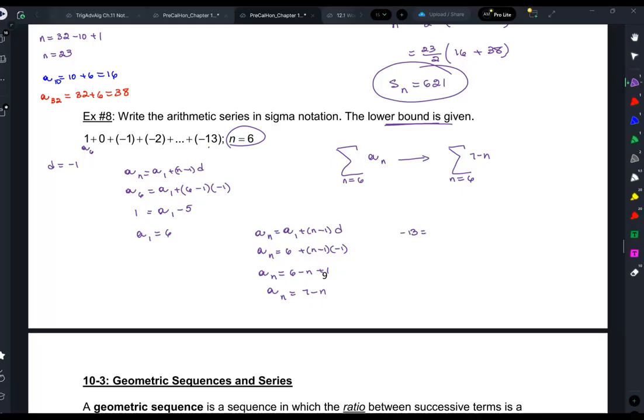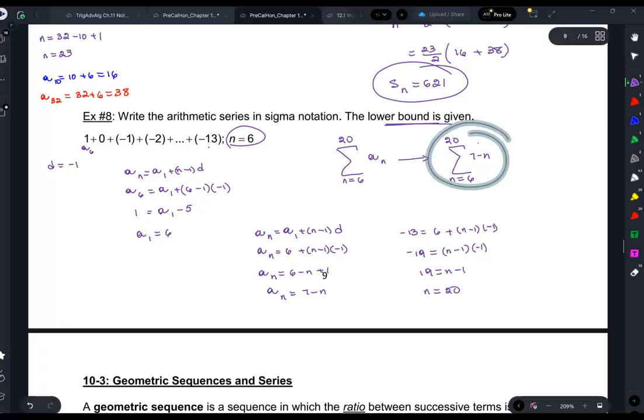So negative 13, a sub n, is equal to a sub 1 plus, well, what was a sub 1? 6. n minus 1, what's d? Negative 1. So negative 19 is equal to n minus 1 times negative 1. Divide by negative 1. So n is equal to 20. Okay, so that is what we have.